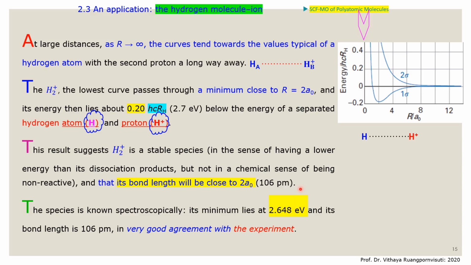The species is known spectroscopically. Its minimum lies at 2.648 electron volts, and its bond length is 106 picometers. It means that the theory and the experiment are close.